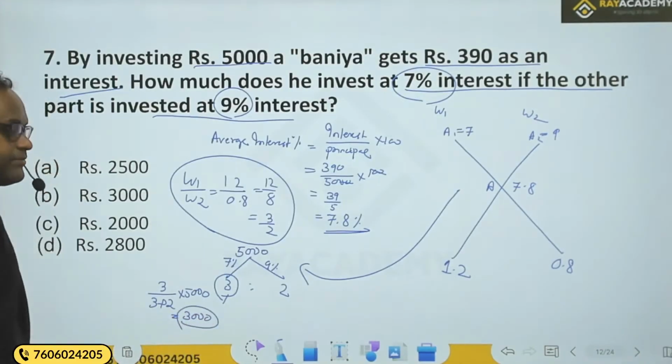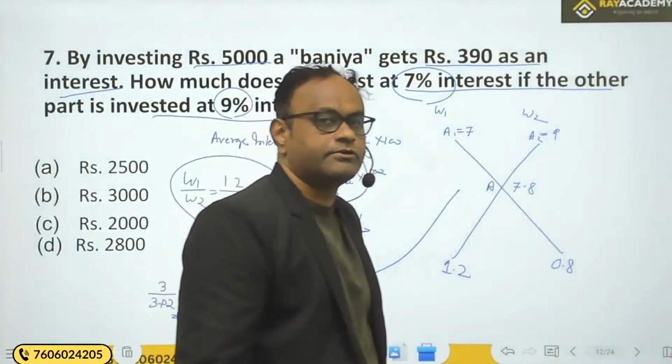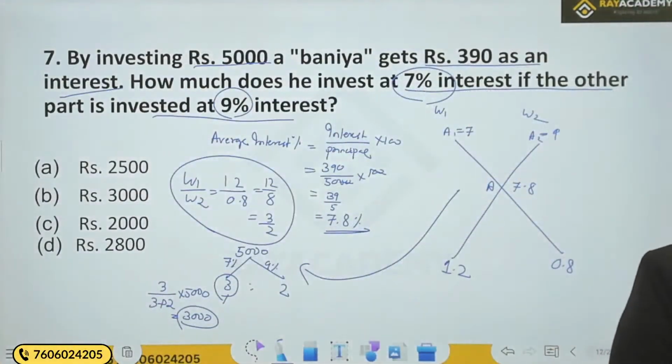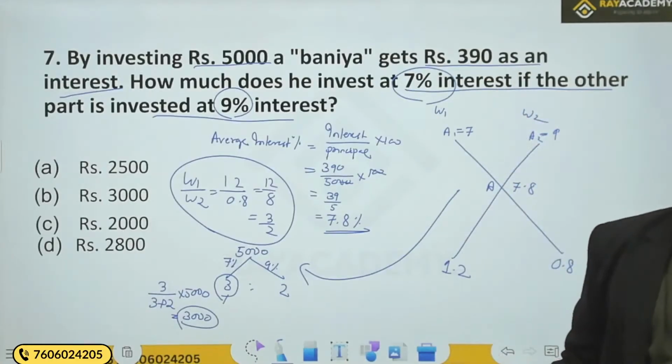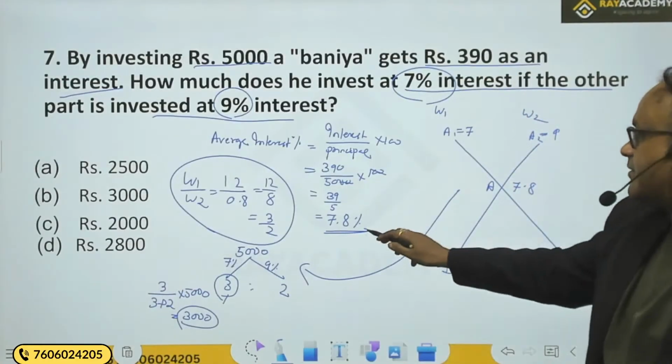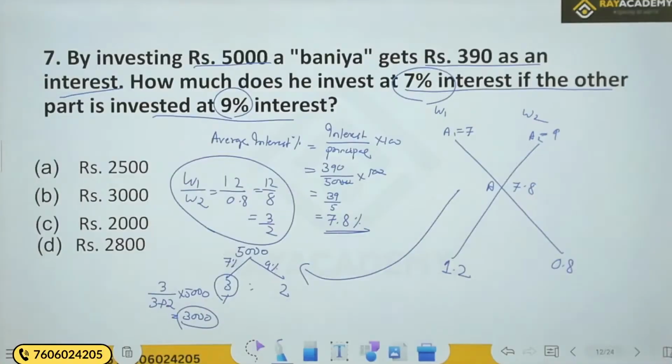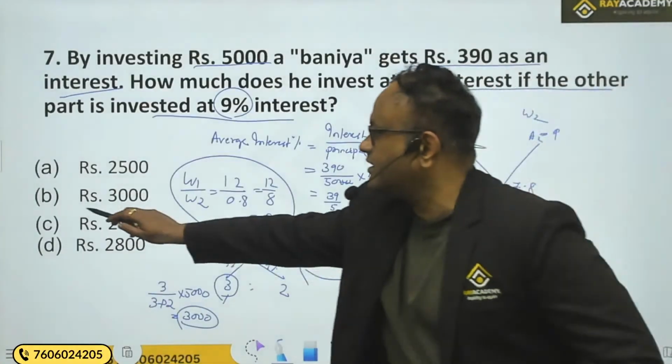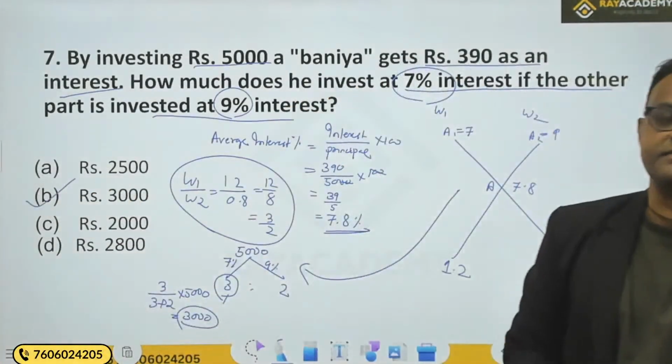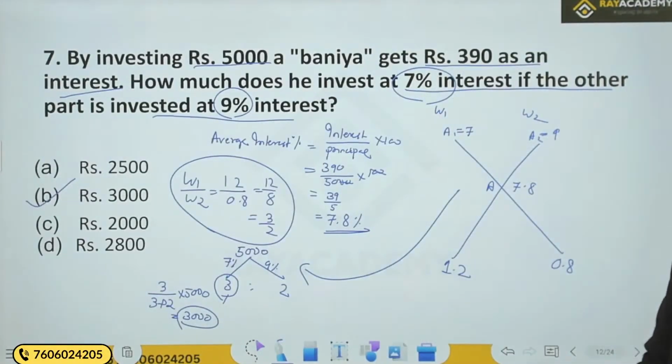So we divided 5000 into parts; one part is 3000. 3000 is given at 7% rate of interest, 2000 at 9% rate of interest. Then you are getting an interest of 390 rupees. 390 rupees interest means the interest percentage is 7.8. This is the thing. Hope you are getting. So the answer is 3000. Option B is the correct answer. Okay.